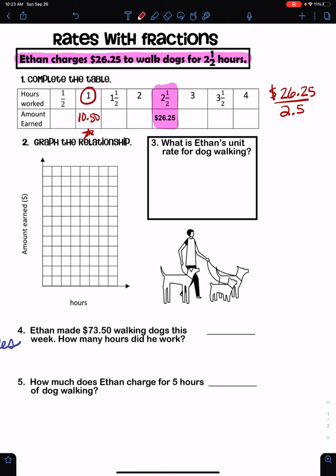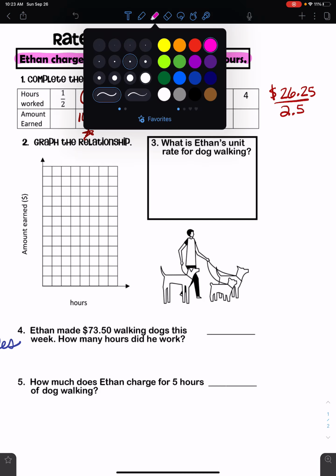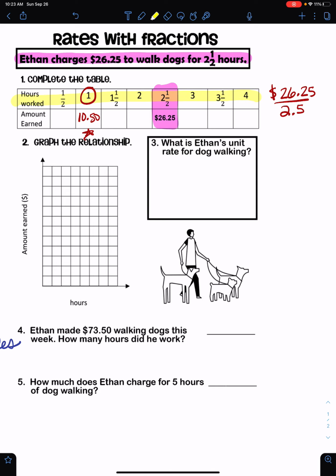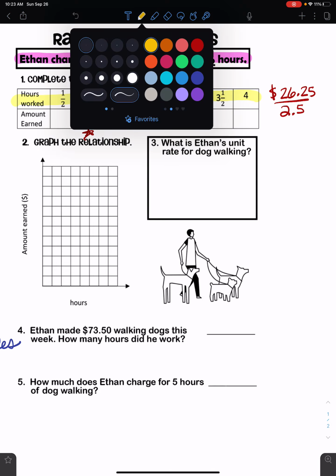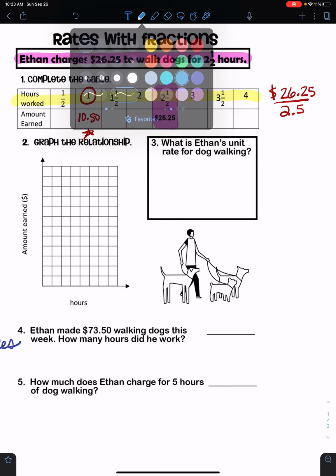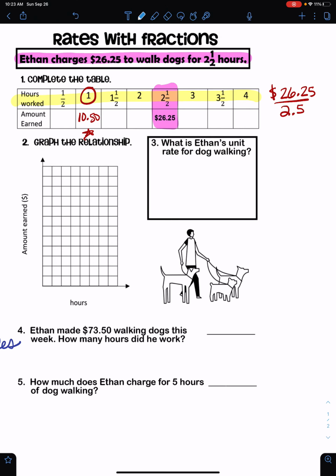Once you have the unit rate, you can find any of the values in the table using that unit rate. So I can use the unit rate for any of those. For example, I can multiply any of the numbers up here, the hours, by 10.50. So he makes $10.50 per hour, so I can multiply the number of hours by 10.50. How do I do that here? I can put in 0.5 times 10.50. It's just half of 10.50, right? So he'd make $5.25 for a half hour.